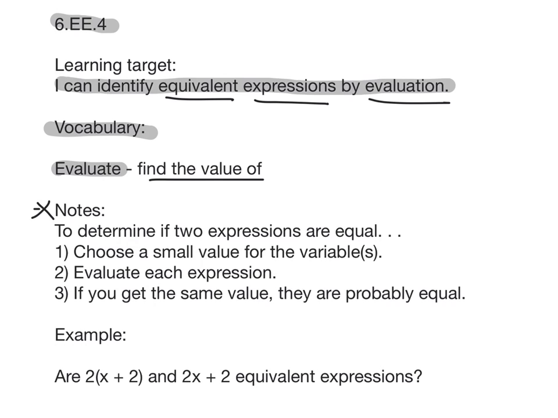To determine if two expressions are equal or equivalent, number one, choose a small value for the variables. If there's just one variable, then choose a small value for the variable. Don't use 0. It's unique, so sometimes that'll give you strange results. Use 2 or 3, something like that, or a number that works easily. Next, evaluate each expression. Thirdly, if you get the same value, they are probably equal.